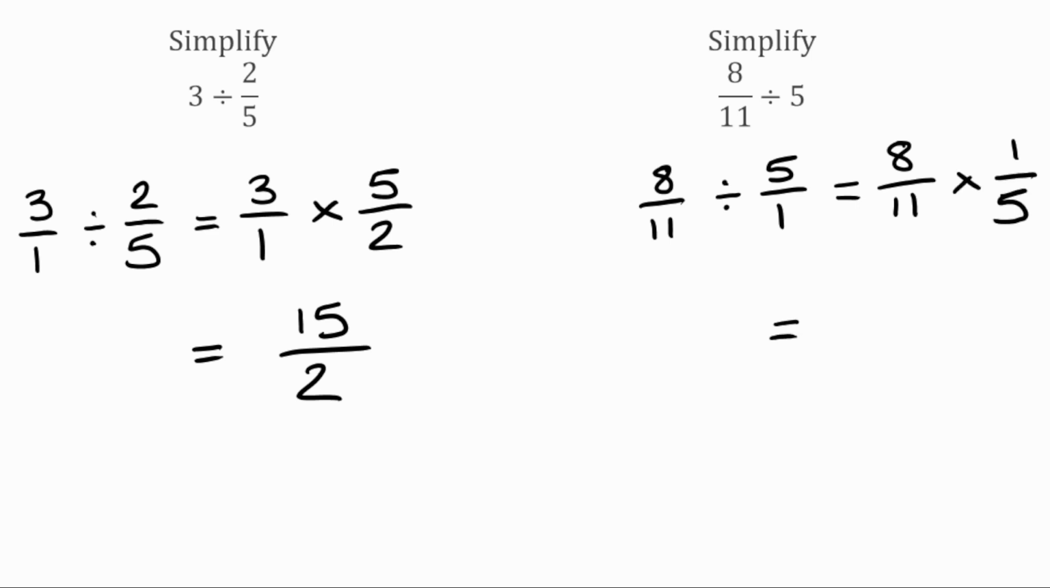Again, we check to see if we can simplify the individual fractions or cross cancel. We can't here, so we're just going to follow it through. So we do 8 multiplied by 1, which gives us 8. And then on the bottom, we'd have 11 multiplied by 5, which is just 55. So this one fully simplified would be 8 over 55.